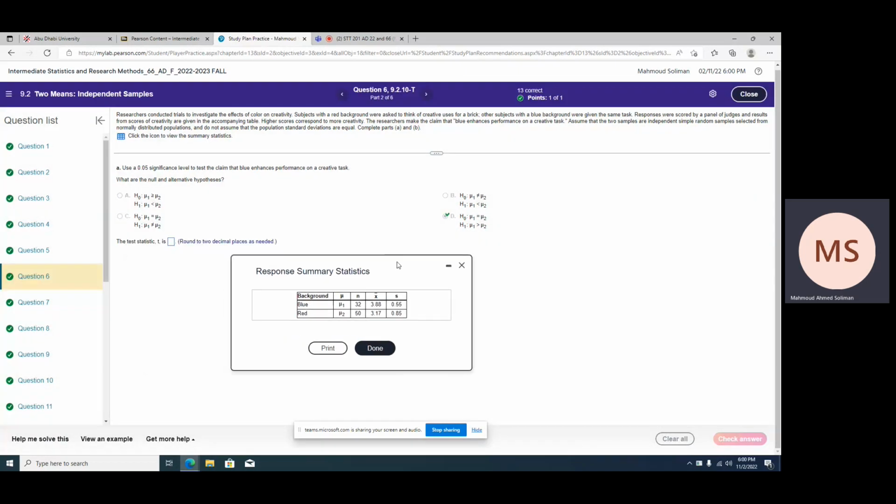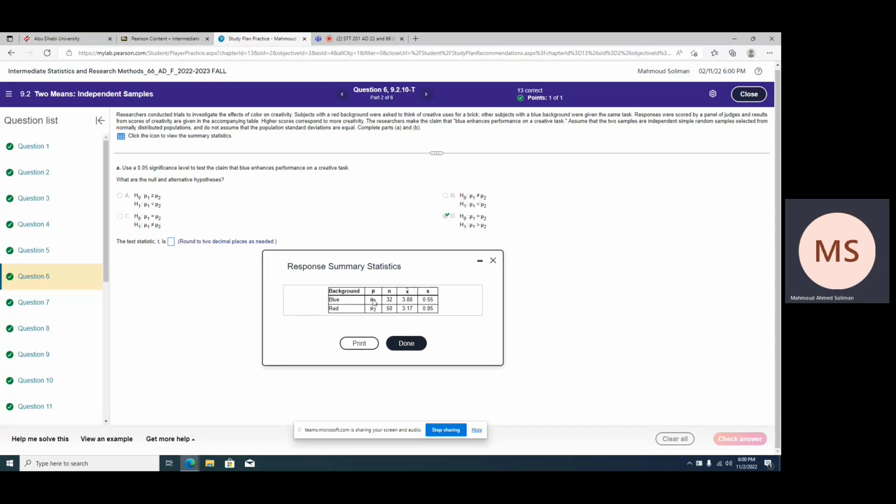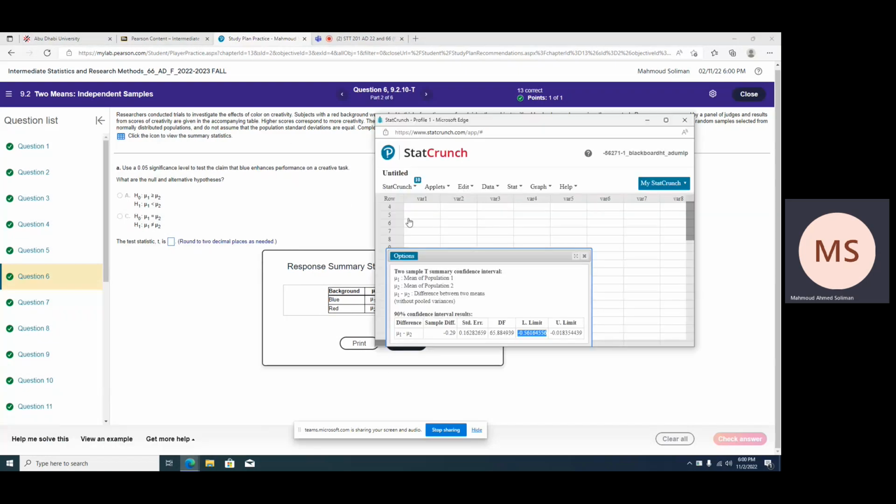What gave you this idea? Come on. Here, look. U1 is blue, U2 is red, and blue is more than red. You know, it says here, enhances performance. Oh, nice performance. Yeah. So it's better. Enhances because it means greater than.